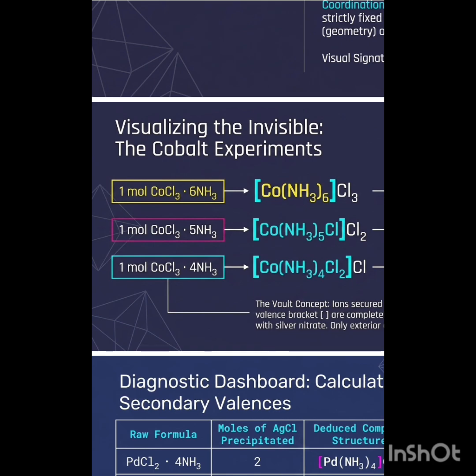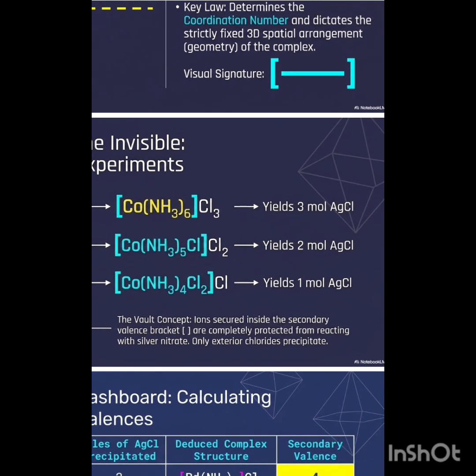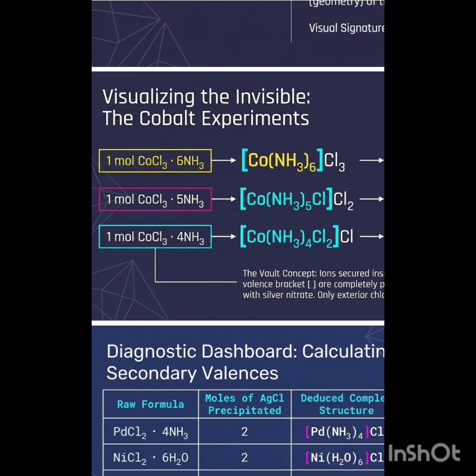Next compound: 1 mole of CoCl3 with 4 NH3 molecules. When we add silver nitrate to this compound, it gives only 1 mole of AgCl. That means only 1 Cl is outside the square bracket, that is the ionizable valency. Though there are 3 chlorines, we get only 1 chloride ion as ionizable. The remaining ions are present as secondary valency and won't come out of the square bracket, that is, the coordination sphere. So the formula is [Co(NH3)4Cl2]Cl, with Cl outside the square bracket.